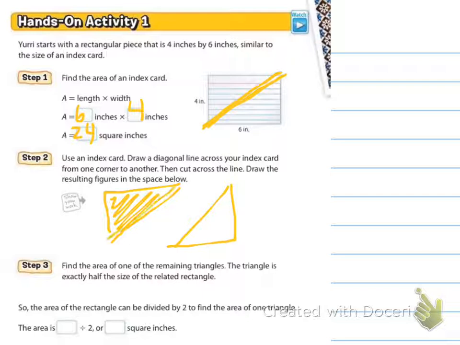So what is the area? If the entire index card is 24, what would the area be of just this little section right here, just half of it? Hopefully you realize that you would just take the 24 and divide it by 2, which is 12 square inches. So the area of just one of these triangles is going to be 12 inches squared.